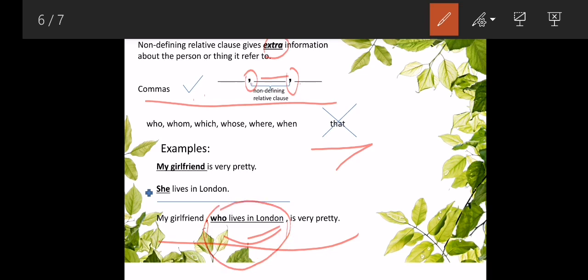Because in the main sentence, my girlfriend is very pretty. This is the main sentence. In the main sentence, I know everything about everyone. I know about that girlfriend. I know that she is pretty. So if I want to add more information, then I should give that additional information between commas by using a non-defining relative clause. Actually, in fact, I don't need this information.